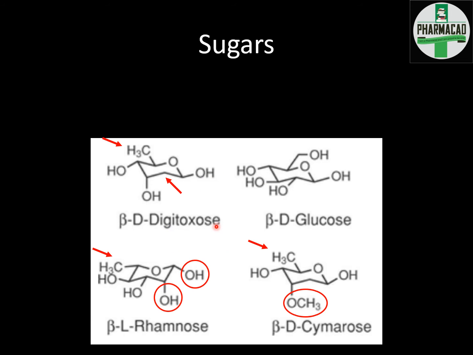Apart from this, in digitoxose there is this OH missing from this carbon. In rhamnose, again this OH is there, but the orientation of this OH is changed. It has come down. So that's why it is beta L rhamnose, not D rhamnose. Then in cymarose, if you see, it's beta D cymarose, where instead of this hydroxy group, it has become OCH3, a methoxy group. So these are the 4 sugars: glucose, digitoxose, rhamnose and cymarose.